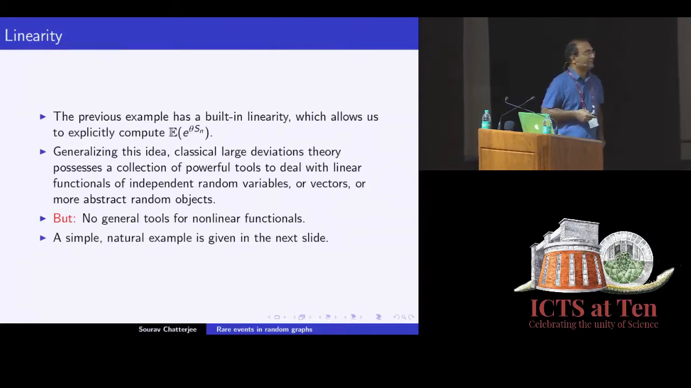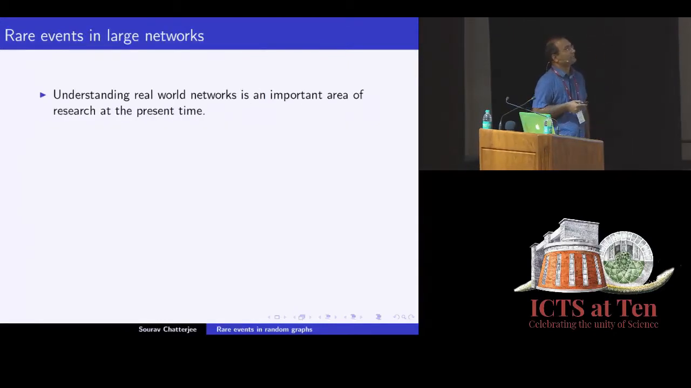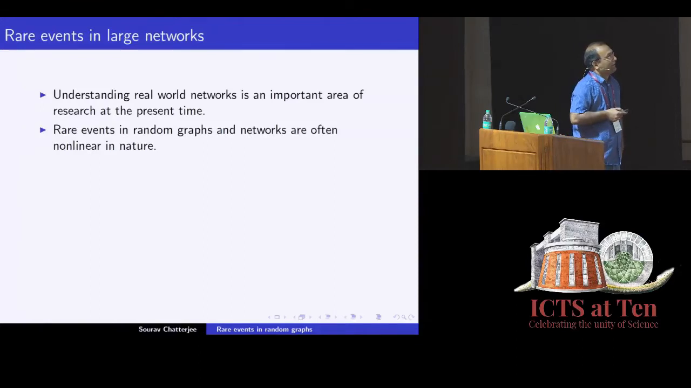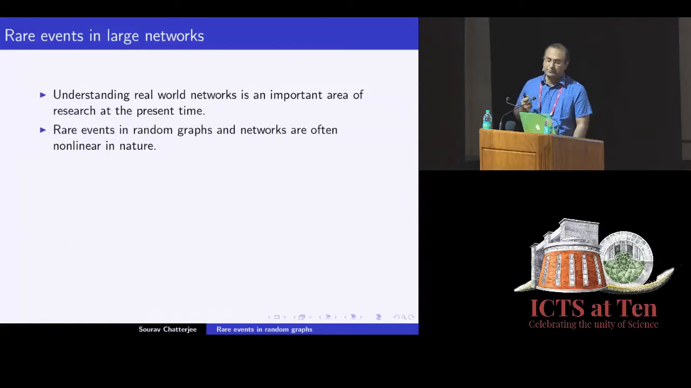So here's a natural example. Okay, so here is coming to graphs and networks. In recent times, there has been a huge amount of effort to understand real-world networks. So just in the last talk, Christos was talking about the internet, and there are many examples of real-world networks that people want to understand. Now, rare events, if you consider rare events happening in random graphs and networks, these are often nonlinear in nature.